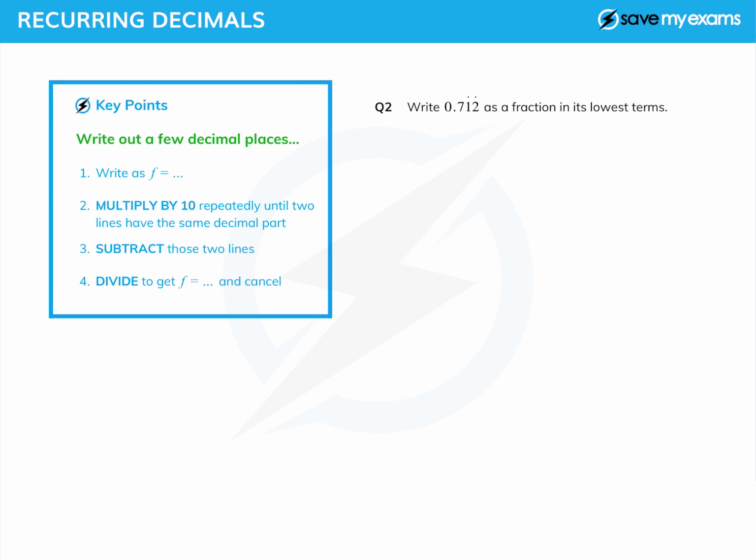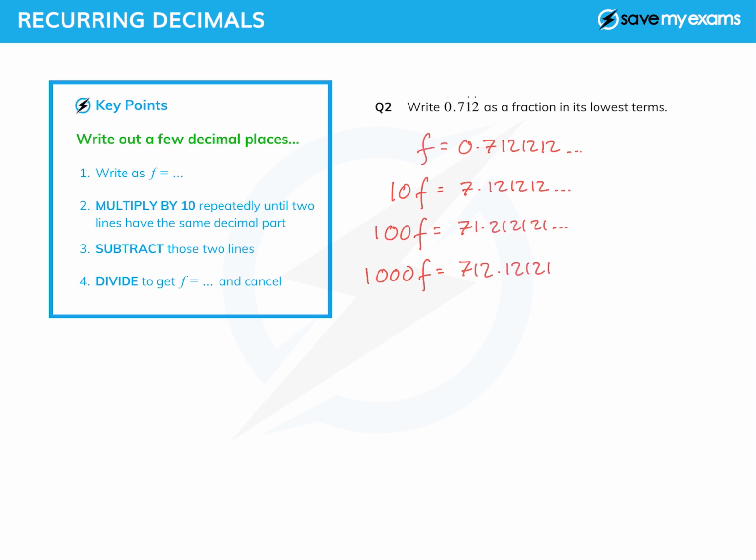Again, as I write down f equals, I'm going to write out a few decimal places. So f equals, well, this time it's 0.7121212, etc. So those are the digits that recur. And multiply by 10 gives me 10f equals 7.121212, etc. Now clearly the decimal parts of those two aren't the same, so I'm going to keep going. 100f is 71.212121, etc. Still nothing the same, so let's multiply by 10 again and hope that something drops out. 1000f is 712.121212, etc. And now look, that decimal part and that decimal part are indeed the same.